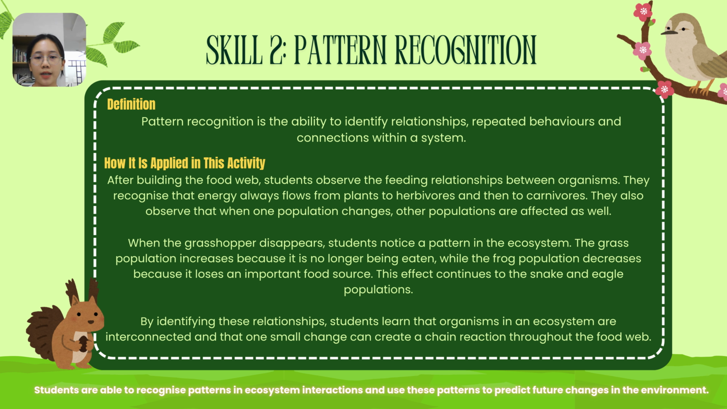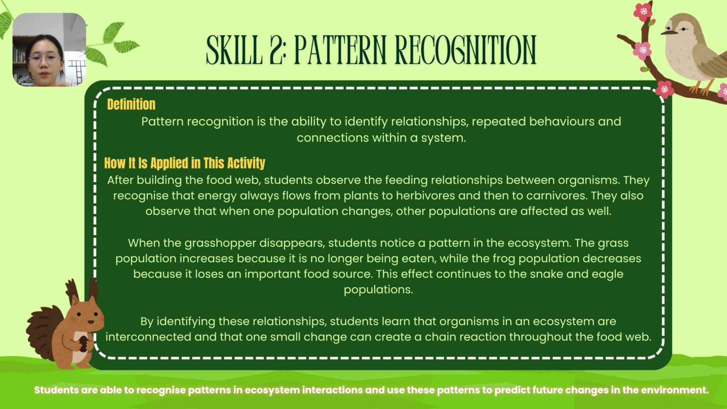For example, when the grasshopper is removed from the ecosystem, the students notice that the grass population increases because it is no longer being eaten. At the same time, the frog population decreases because the frog loses an important food source. This then continues to the snake population and eventually affects the eagle population as well.